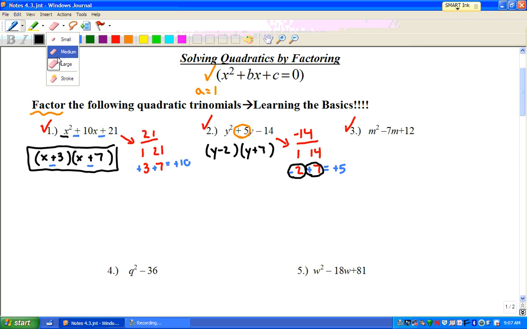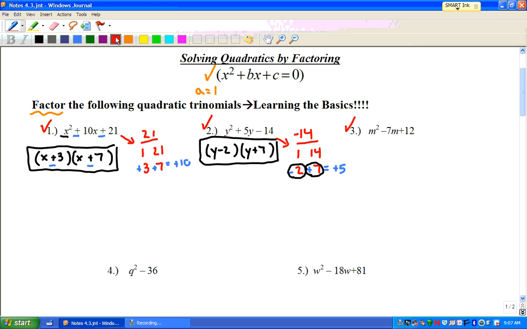Let me erase again. Look at your operations in this one. You have a plus and you have a minus, and look what happens inside of your parentheses. You have a plus and you have a minus. So something to think about there.